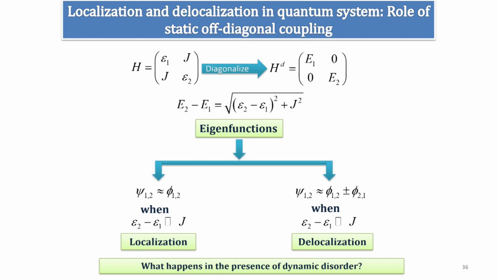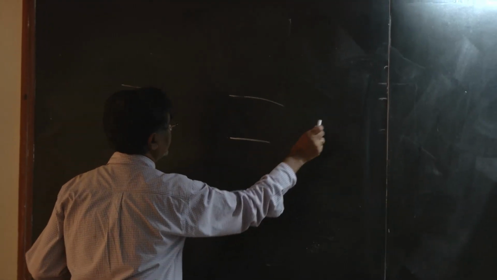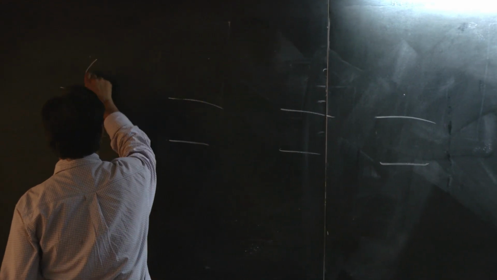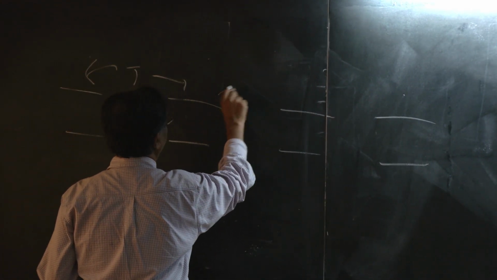So let me again recapitulate what I am going to talk about. We have published several papers on this in the last year and this year. So this is my system. I can easily write the Hamiltonian of that, and this is my coupling J.